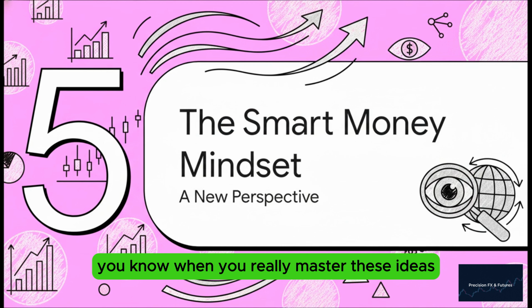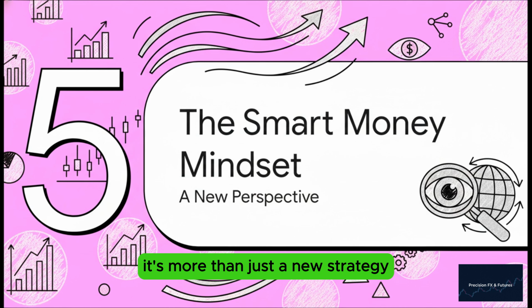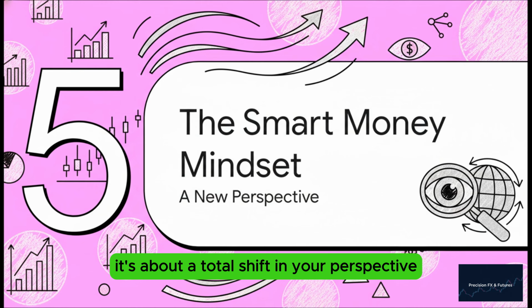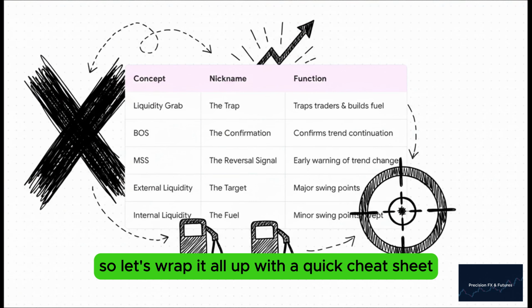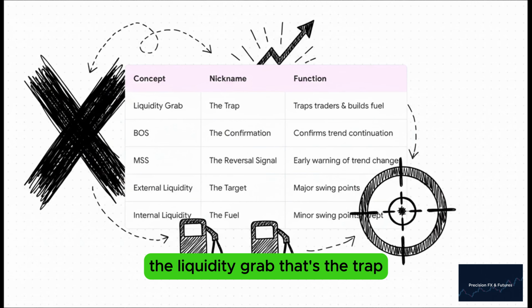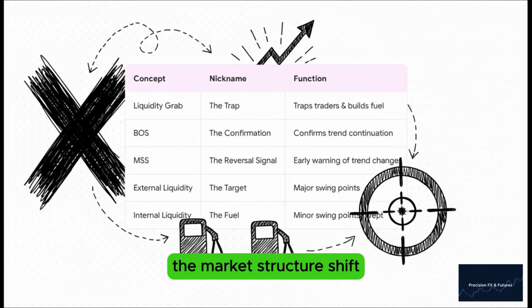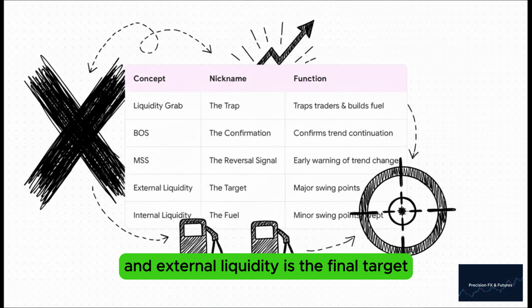You know, when you really master these ideas, it's more than just a new strategy. It fundamentally changes the way you look at a chart. It's about a total shift in your perspective. So let's wrap it all up with a quick cheat sheet. The liquidity grab, that's the trap. The break of structure, that's your confirmation. The market structure shift, that's your reversal signal. Internal liquidity is the fuel, and external liquidity is the final target.